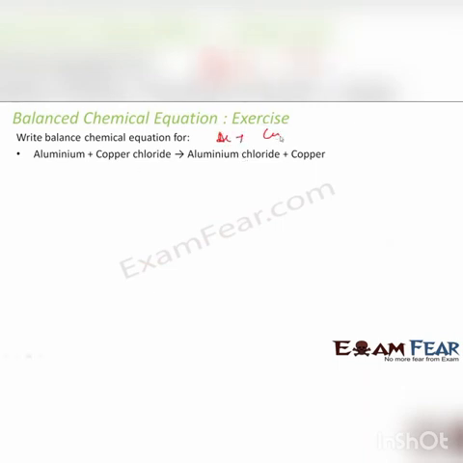Simple questions only. We have aluminium plus copper chloride. You should know the formula. That's all. CuCl2 gives aluminium chloride AlCl3 plus copper, that is Cu. Let's balance this. We have metals such as aluminium, copper, and then we have chloride as non-metal. This is my order of priority. Correct? So let's check the aluminium part. Aluminium is 1 here, balanced, right? Copper is 1 here, balanced.